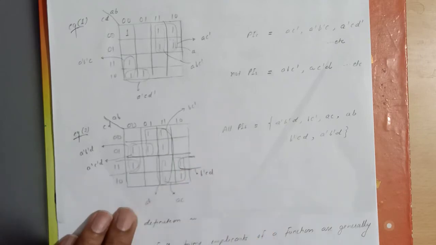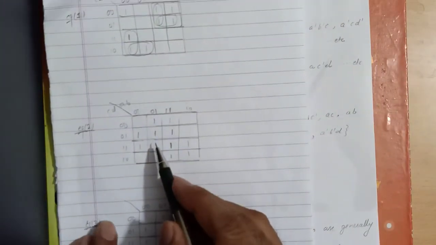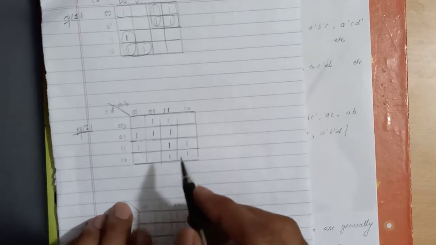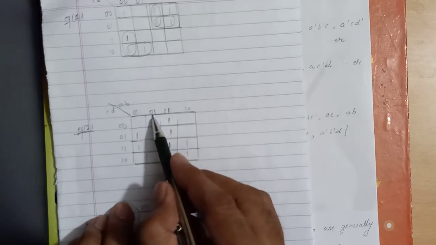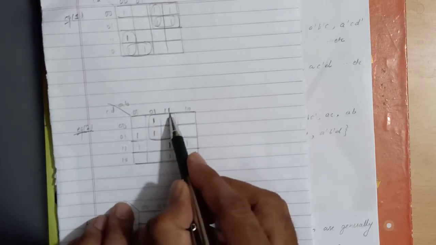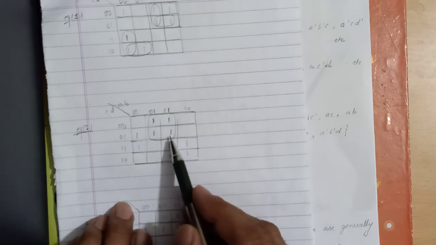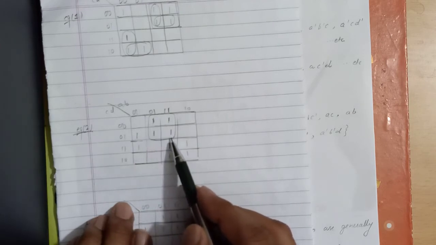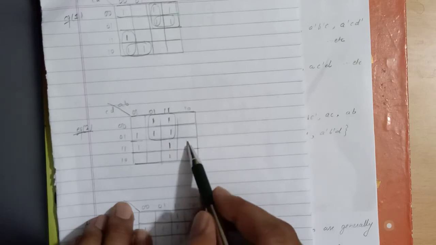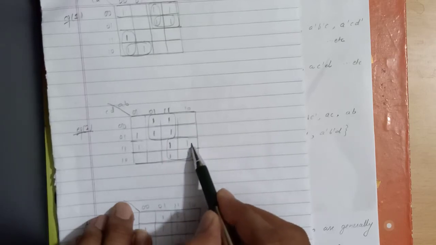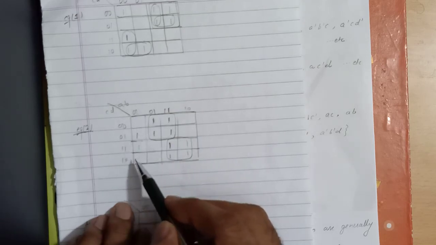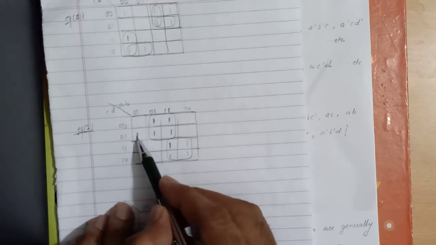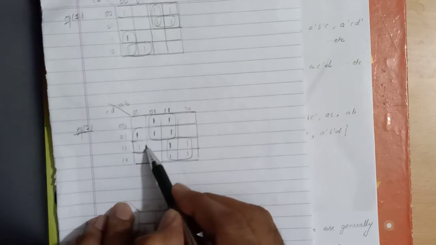So suppose this is your example. I will solve it again. So it is our given example. If we look into this one, it is part of this 4, so it cannot be part of any other 8 ones. So this is our prime implicant. This is also our prime implicant. These two ones cannot be combined with any 4 ones, so these are also prime implicants.